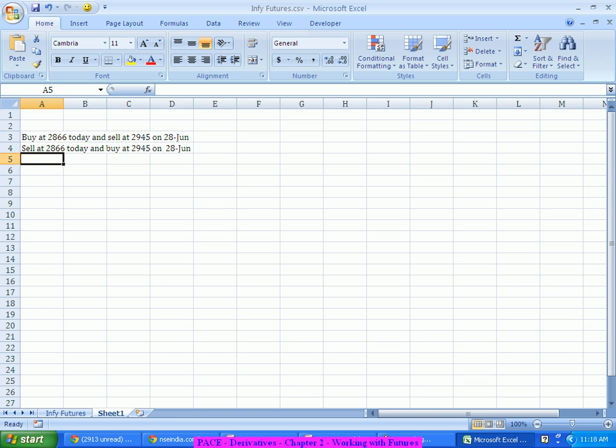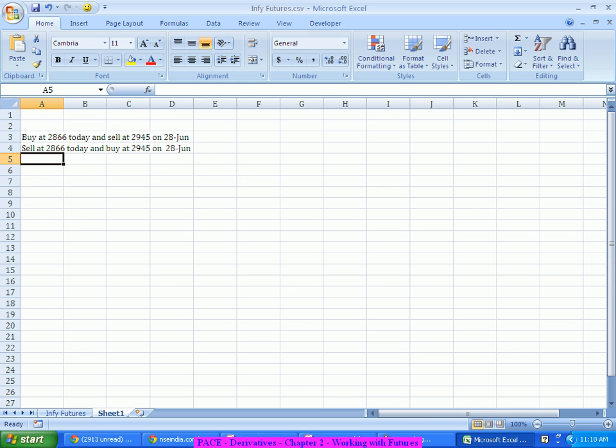Had I not done this process, I'm not doing anything. I will just buy that share at 2945 on that day. That's it. I don't have anything else. Whereas if I visualize that there is going to be a fall and then a rise, I can take advantage of that situation by getting into a sell process today and a corresponding buy on that day.